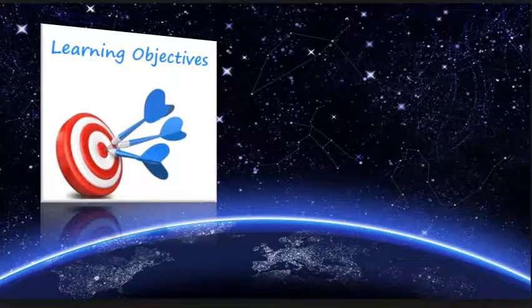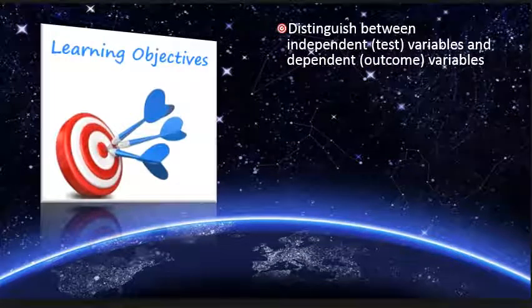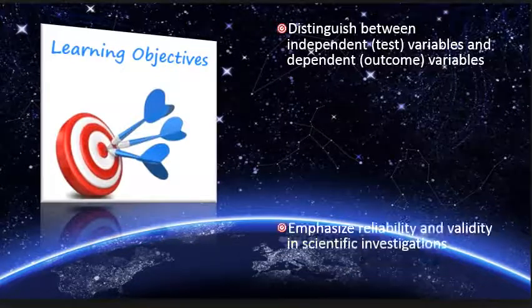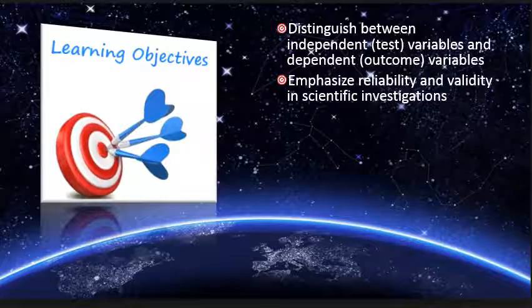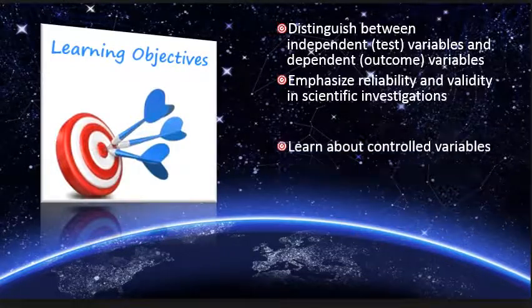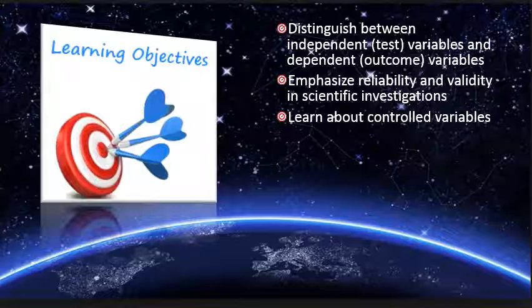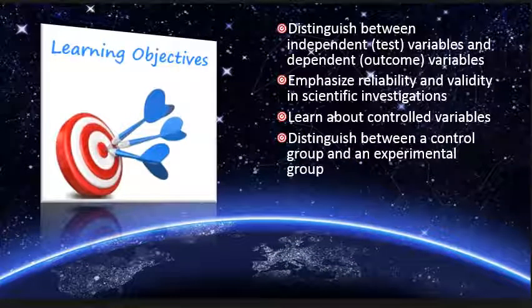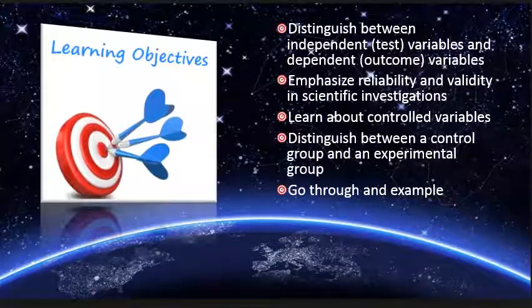Learning objectives for this video: distinguish between the independent or test variable and the dependent outcome variable. Emphasize reliability and validity in scientific investigation. Learn about controlled variables. Distinguish between a control group and an experimental group. And go through an example of this.